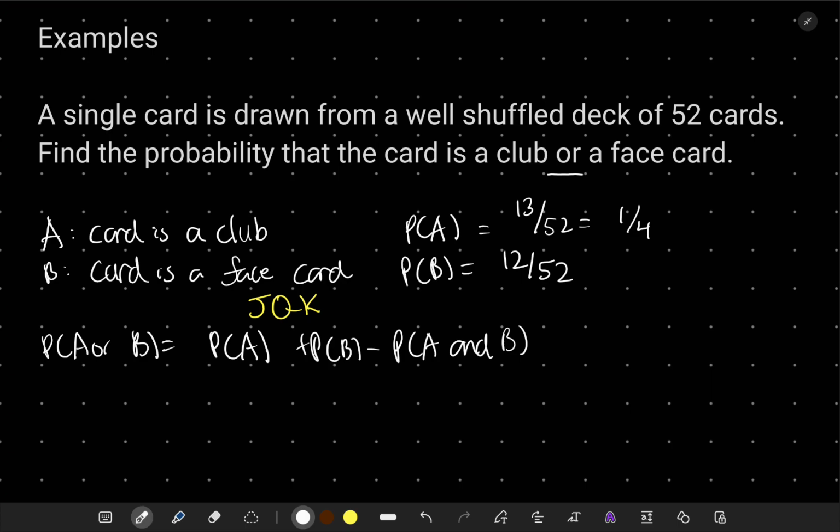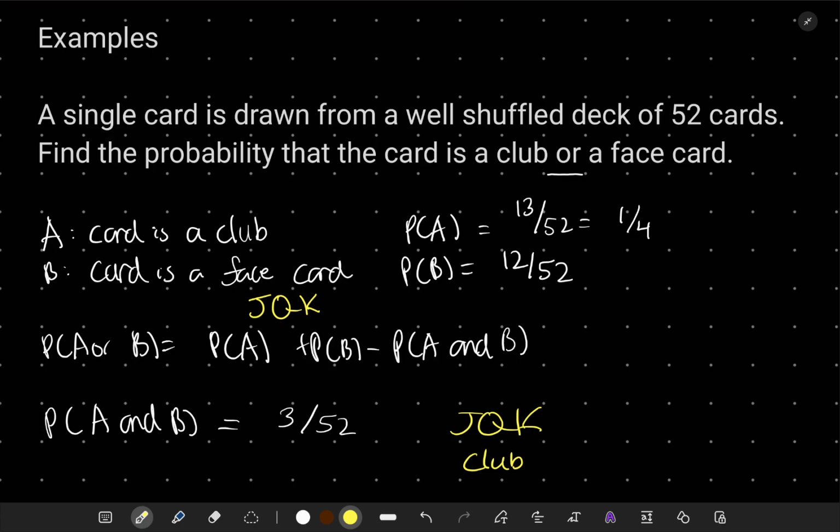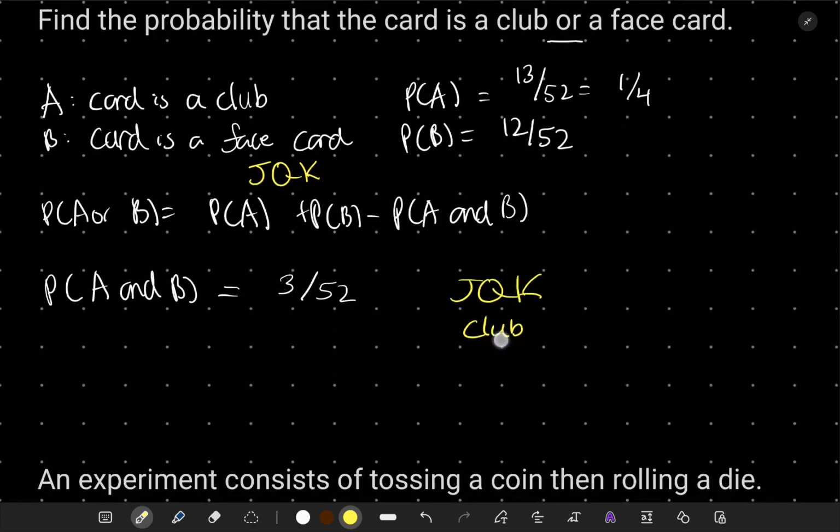But then there's one last one. I'm going to find out the probability of A and B happening. So is there a chance that it could be a face card and a club? The answer is yes, right? It's going to be 3 out of 52, because I can have a jack, king, and queen that's also a club. I can have a jack of clubs, queen of clubs, and king of clubs, right?